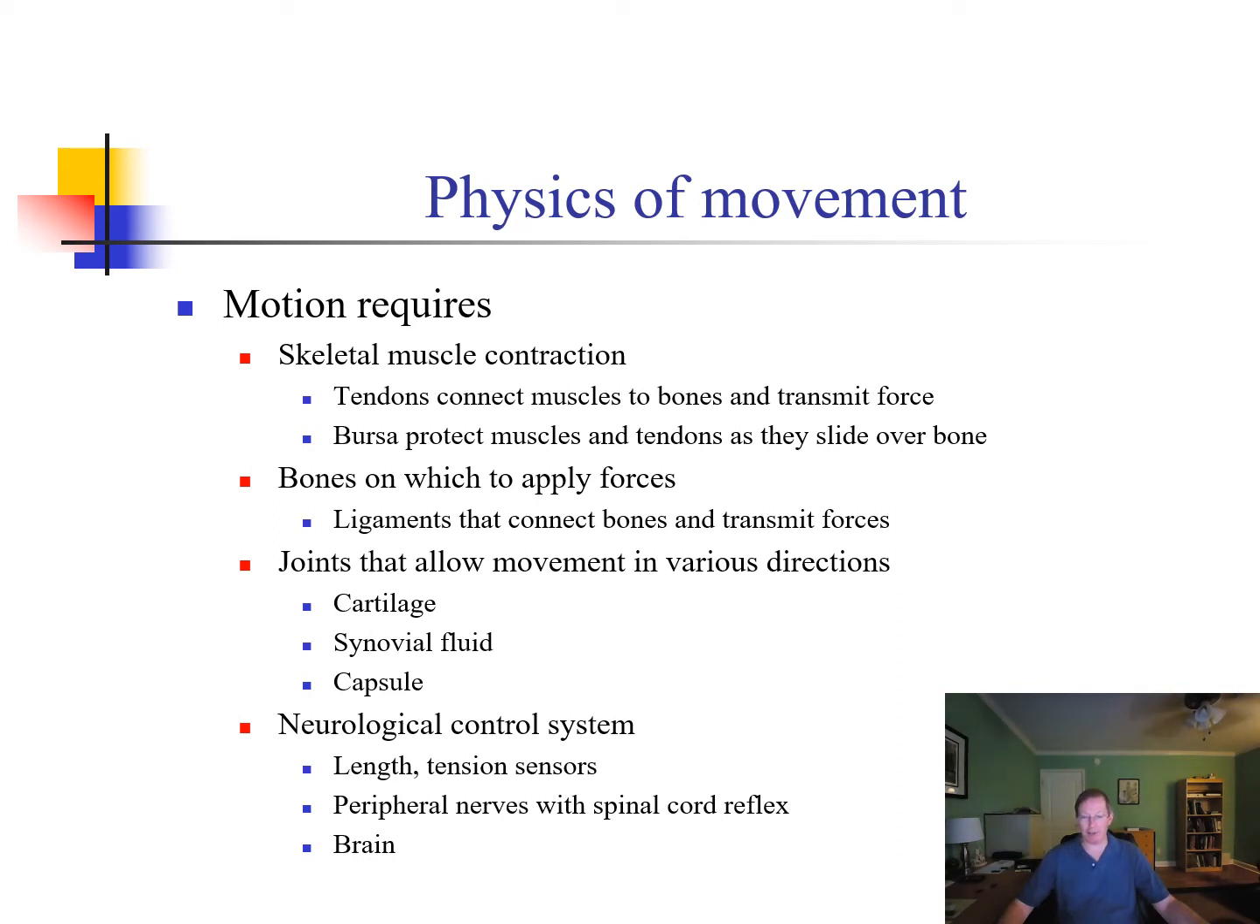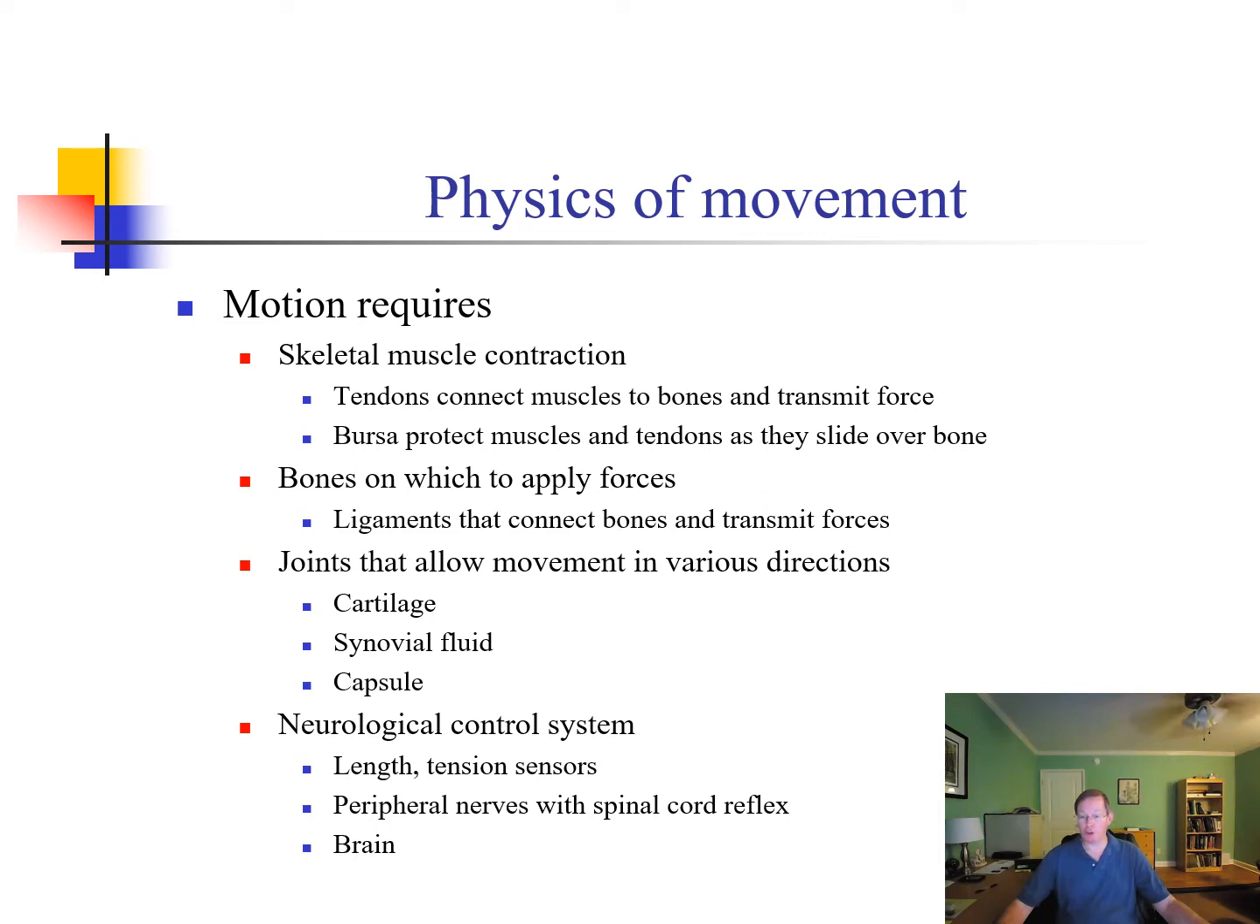First is I need to have contraction of the muscle, and those muscles that shorten will then transmit the force to the bones through tendons, and there are ligaments that will connect bones to transmit those forces. I also have bursa, which protect the tendons as they slide over the bones. I'll have some type of a joint in which I can allow for movement, and those joints will have bones that will have cartilage at the end that will articulate with another bone that has cartilage inside a capsule that has synovial fluid, this very viscous proteoglycan that will hold on to water.